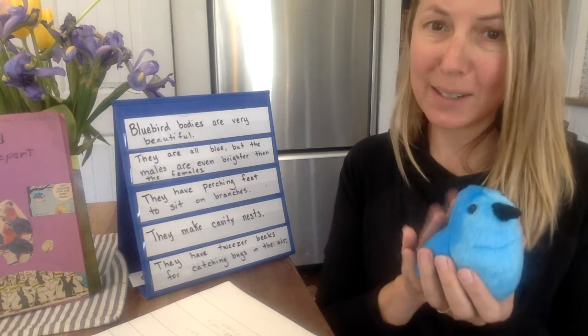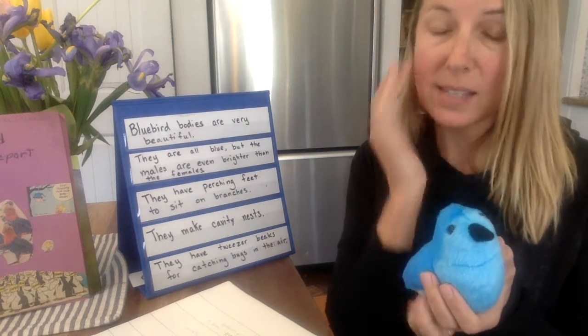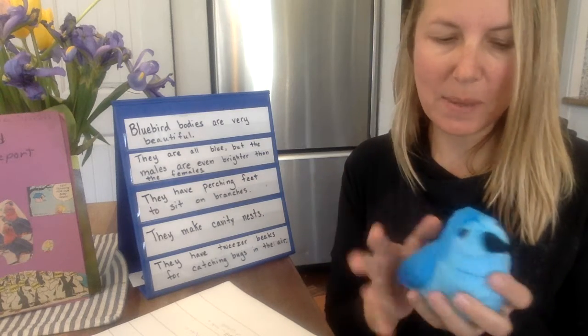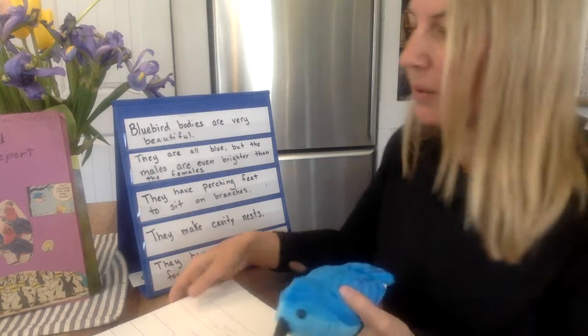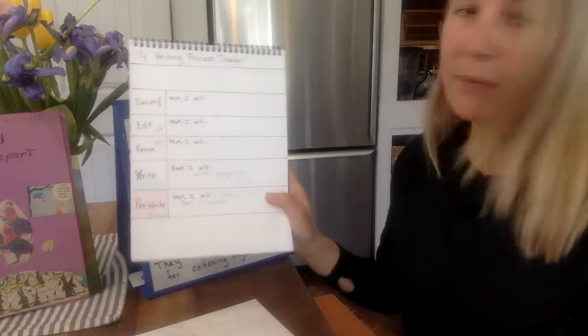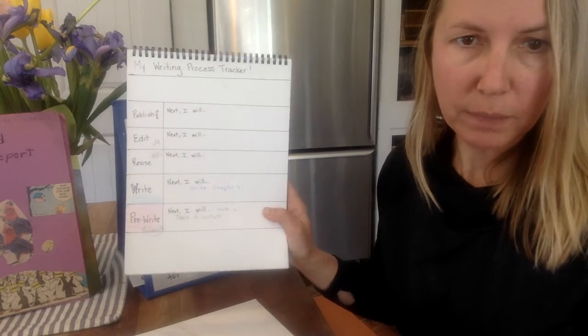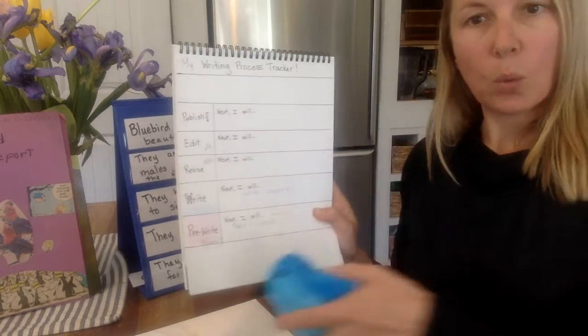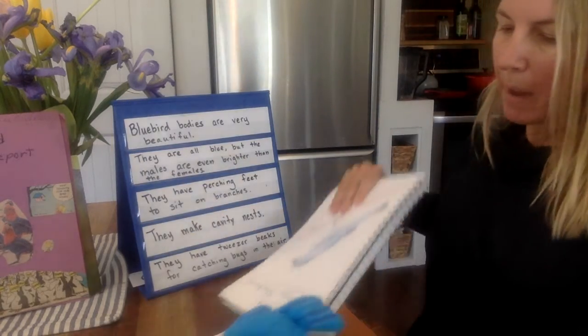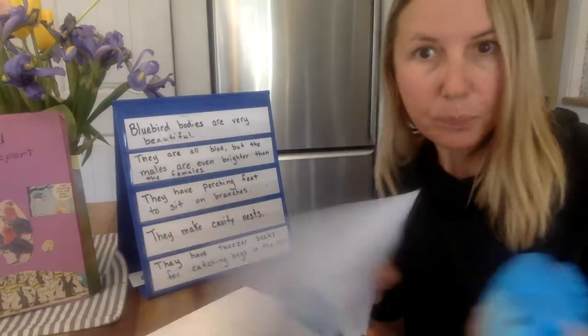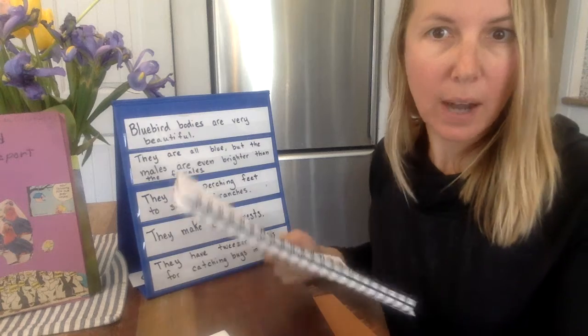I've actually seen a few on some of my recent hikes, and it's just so exciting to me because I see this little flash of blue, and it's so fun. So I have a few things with me. I've got my writing process tracker to keep track of what step I'm on in writing my book. I've also got my table of contents that I started on Monday to keep me organized and on track.